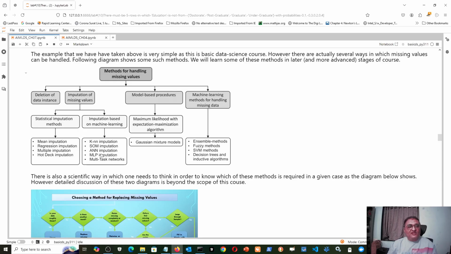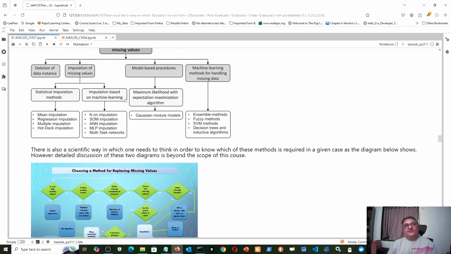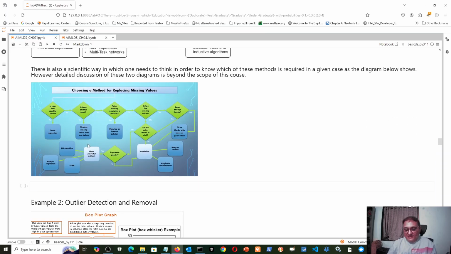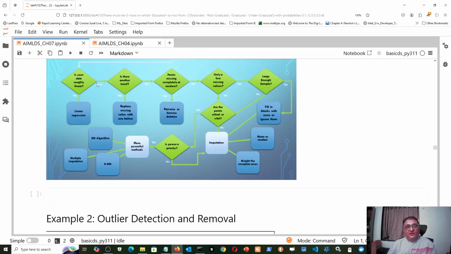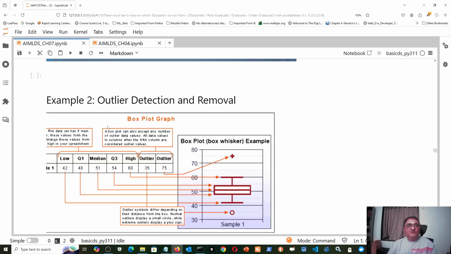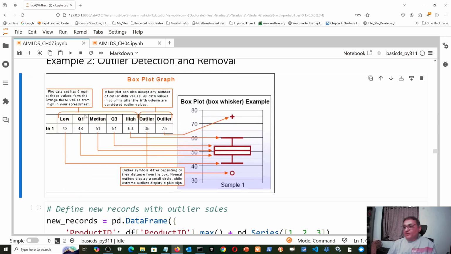This diagram has only one value: it shows that mean, median, mode is not the only way of imputation. There are several more advanced techniques. And the second thing is this diagram. This diagram is actually more important because it gives you the entire strategy in the form of a flowchart. Okay, fine. Now let us come to the topic of this chapter.